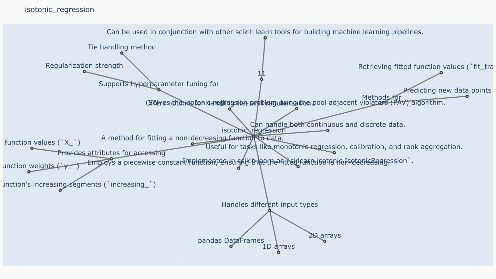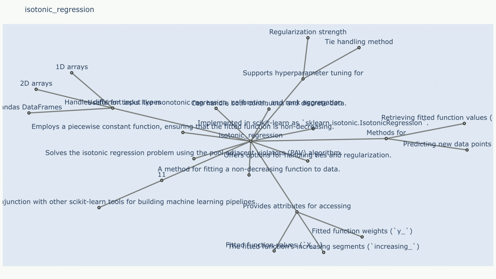Specifies the method used for solving the optimization problem. Linear is the default and often preferred for its efficiency. Quadratic can offer greater accuracy in some cases, but may be slower. method: linear. Controls the level of smoothness in the fitted function. Larger values encourage smoother fits. Smaller values prioritize fitting the data more closely.